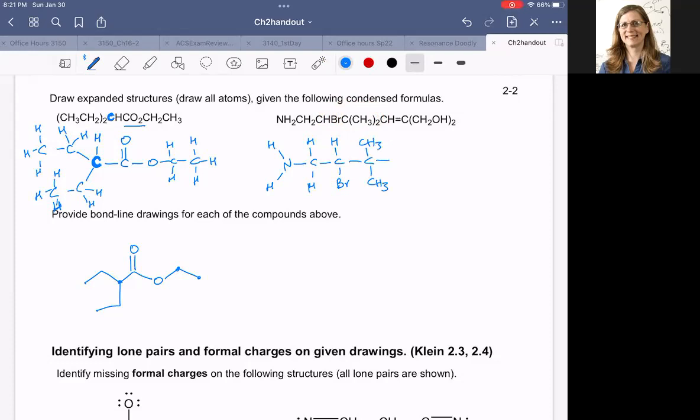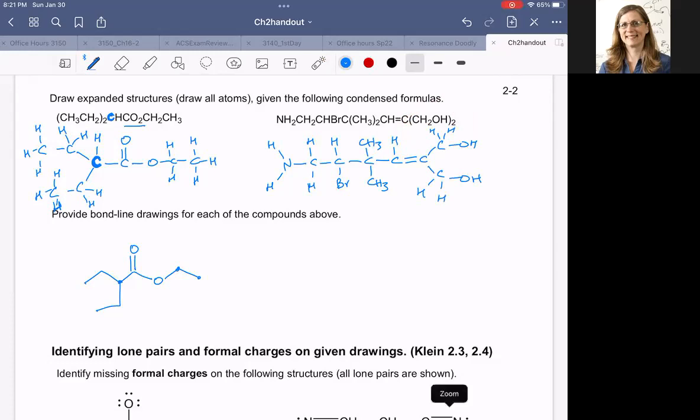And then we have a CH with a double bond. And then we have 2 of these groups, CH2OH groups, attached to that carbon, right? So we have a CH2OH and a CH2OH. Again, it doesn't matter which direction you put those 2 hydrogens on the CH2. So that is the expanded structure from the condensed structure. What would the line drawing look like?